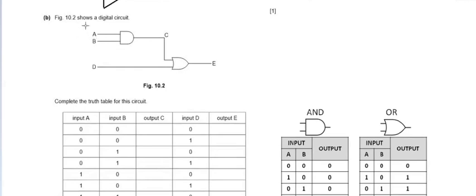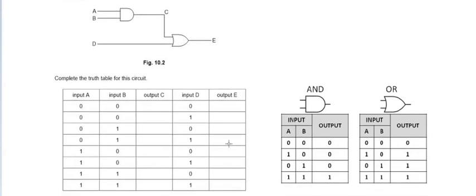Here, figure 10.2 shows the digital circuit, and you have to complete the truth table for this circuit. So this is the circuit given, and you can see two kinds of gate are attached in this circuit. This gate is the AND gate, and this gate is the OR gate. If you put dots over here, then it becomes the NAND gate. If you put the dot over here, it becomes the NOR gate that we had seen in the MCQ. So we are removing those dots, then it becomes the AND gate and the OR gate. And we have to complete this truth table which is given over here.